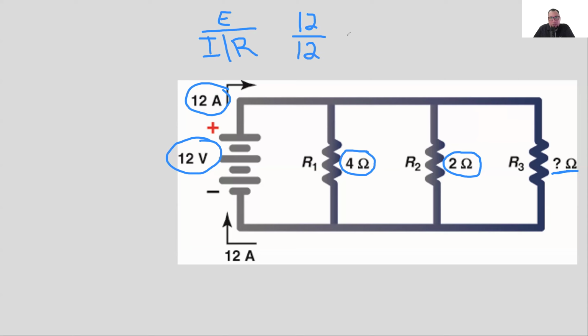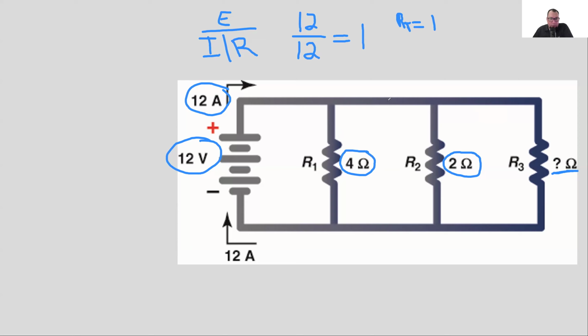If we do 12 divided by 12, that'll give us RT, which is 1. So RT equals 1. Okay. We're not there yet. We could use that answer and plug it into our longer equation, which is 1 over RT plus 1 over R1 plus 1 over R2 plus 1 over R3.